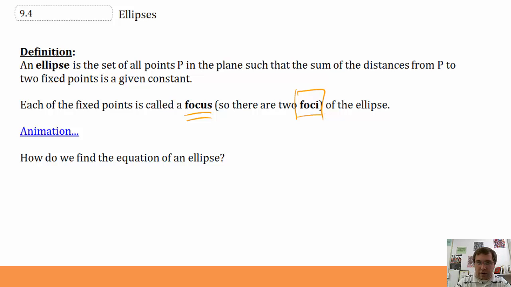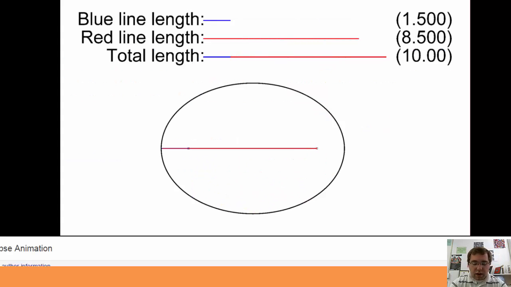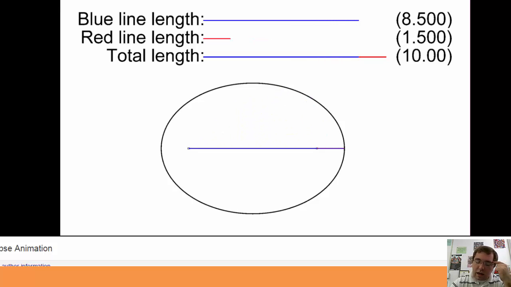Here's an animation of how that works. You'll see the blue line is the distance from the left focus, and the red line is the distance from the right focus. You'll see the length of the blue line and the length of the red line changing as we go around the black curve, which is the ellipse. But you'll notice that the total length, the blue line plus the red line, is always the same. In this case, it's always 10. So this is an ellipse with a sum of focal radii, a fixed distance, of 10.